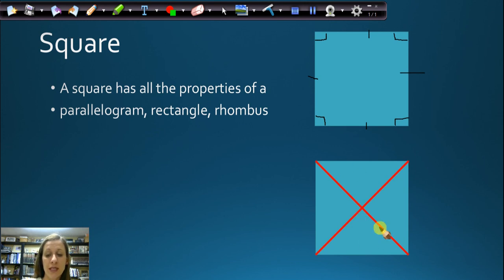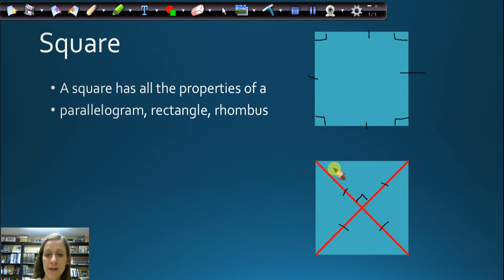And then when we look at the diagonals, they bisect each other. That comes from a parallelogram. They're going to be congruent to each other. They're going to be the same exact length, which means all four of these little pieces will be exactly the same measurement. That comes from the rectangle. The four congruent pieces of the diagonal come from the rectangle. And then the diagonals are perpendicular. That means they make right angles.